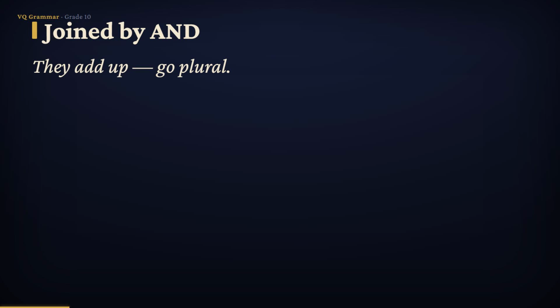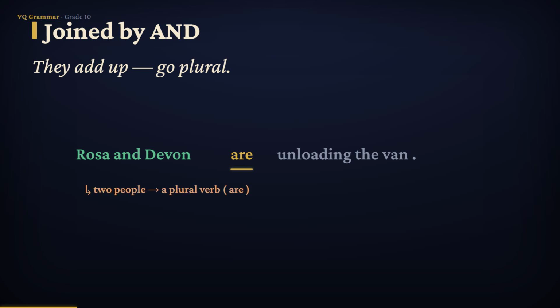When two subjects are joined by "and", they simply add up. Rosa and Devin are unloading the van. Rosa is one person, Devin is another, and 1 plus 1 makes 2. So the verb is plural. We say "are", not "is".